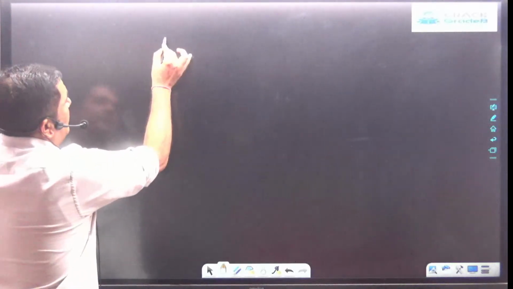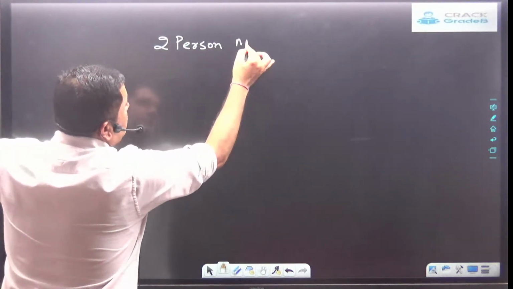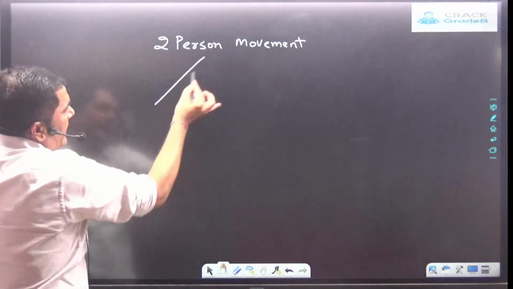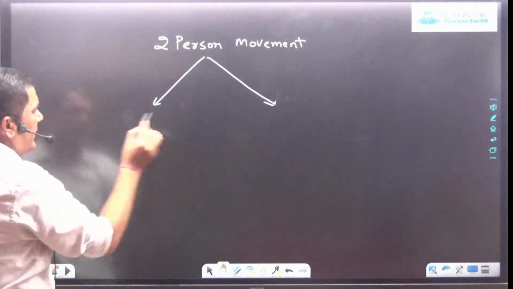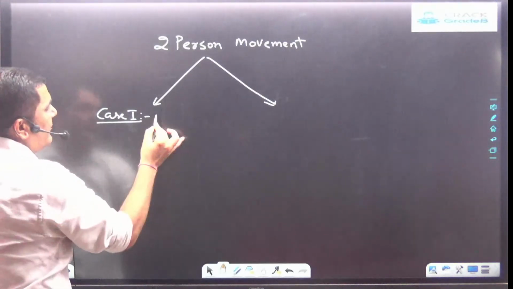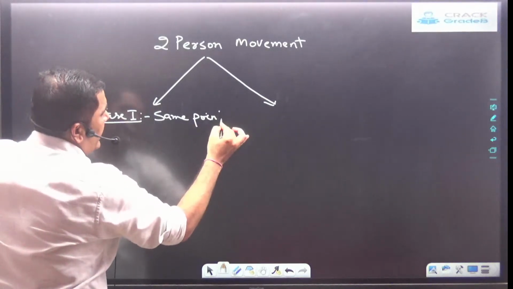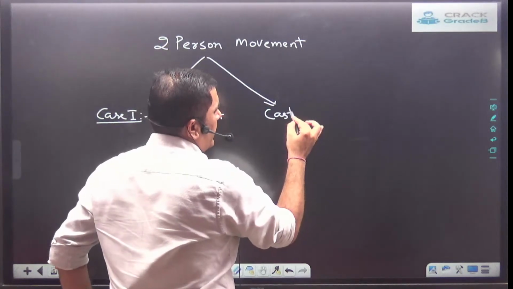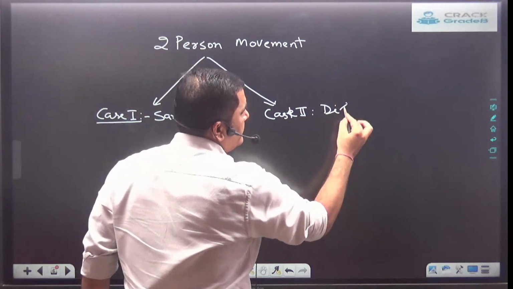See, whenever the examiner is going to ask any question based on 2 persons movement, 2 types of problem may be asked in the exam. Case number 1: both the persons will start from the same point. Case number 2: both the persons will start from different points.